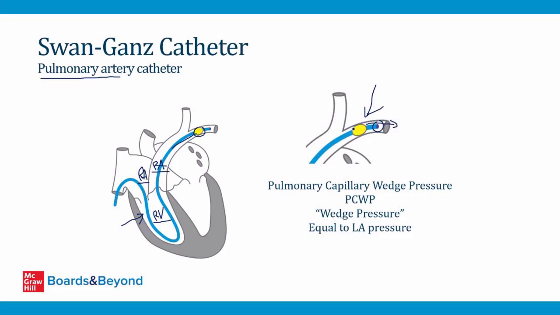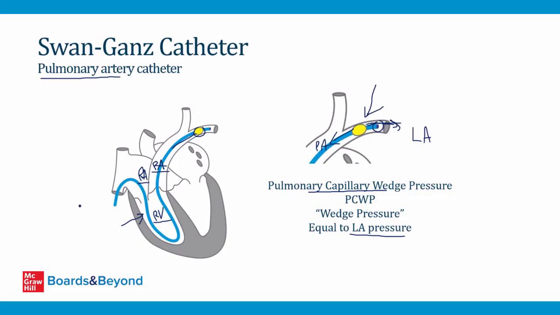In other words, the balloon is blocking off the pulmonary artery blood and the pulmonary artery pressure, which is back here, and you're seeing the pressure that is beyond the inflated balloon. And that pressure is going to be essentially the same as the left atrial pressure. So we call this procedure a pulmonary capillary wedge procedure, and we call this measurement the pulmonary capillary wedge pressure. And anytime you're measuring this pressure, you need to know that that's essentially equal to the left atrial pressure.